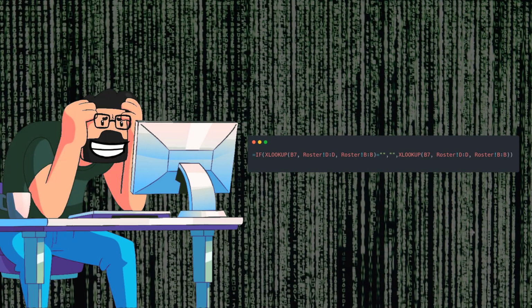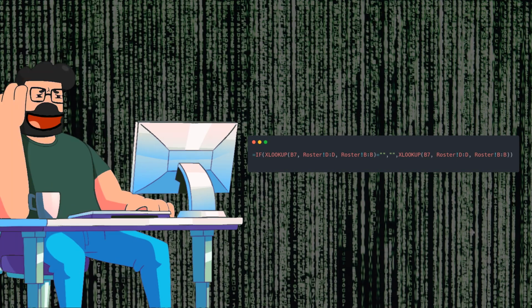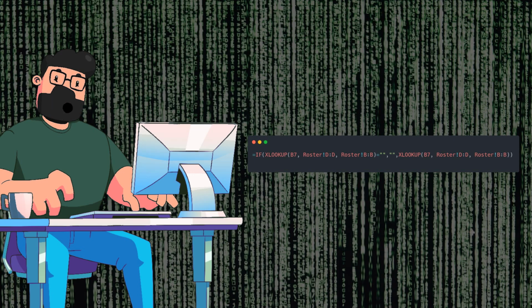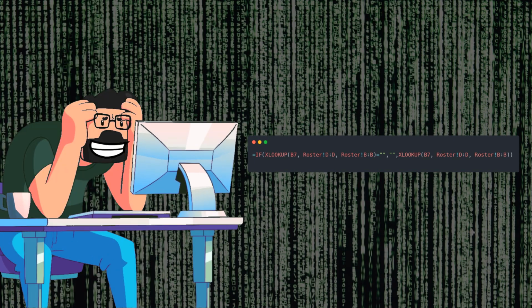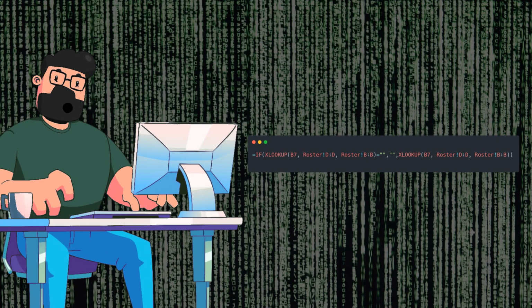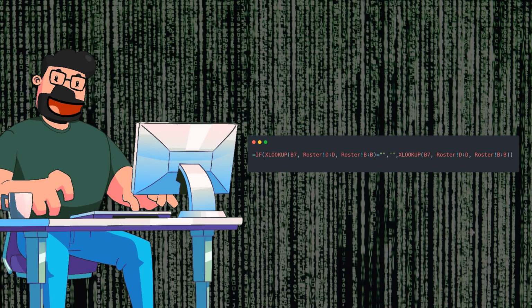One way to tackle this issue is by using the IF function in combination with the XLOOKUP function. By implementing a formula like =IF(XLOOKUP(B7, Roster!D:D, Roster!B:B)="", "", XLOOKUP(B7, Roster!D:D, Roster!B:B)), we can ensure that the desired blank value is returned when column B is blank. It's like waving a magic wand to make that 0 disappear.